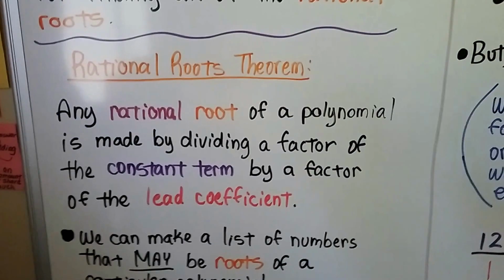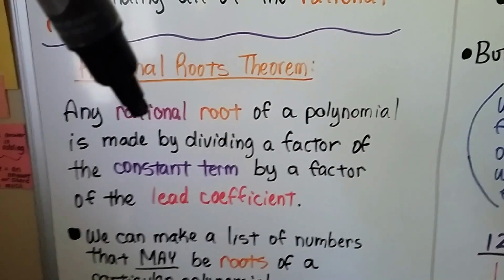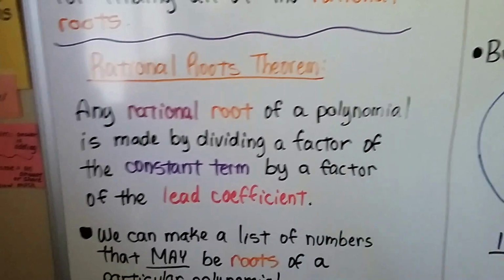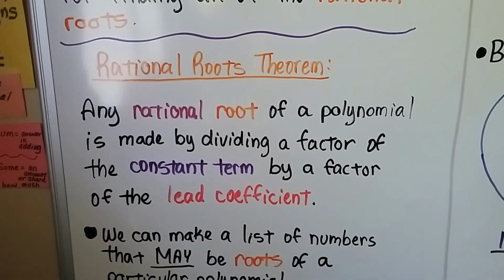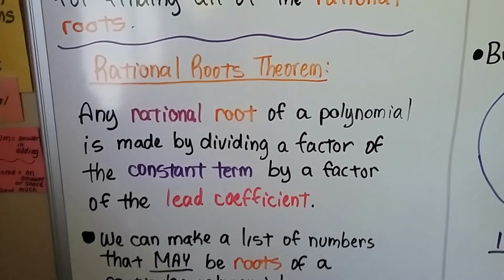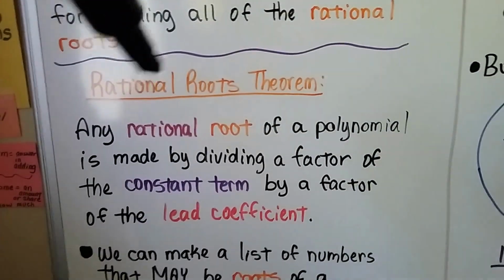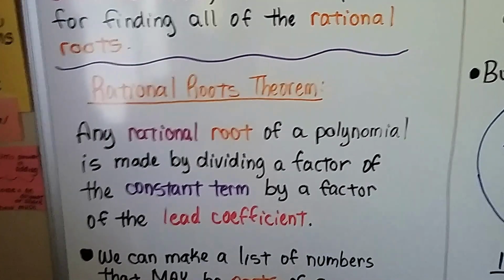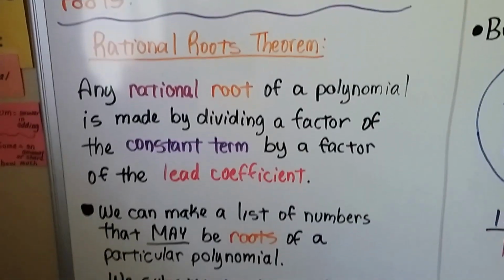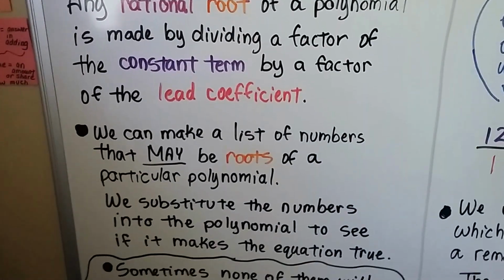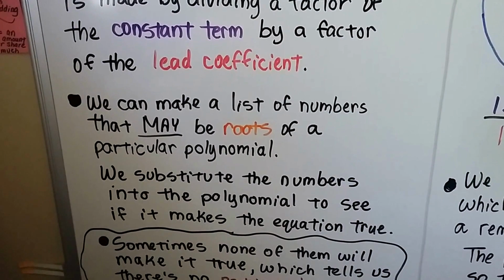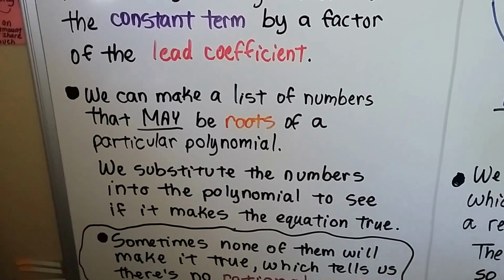Now notice it doesn't say complex or irrational. It says rational root. So that doesn't count for square roots and irrational numbers, unless it's a perfect square. But this is for rational roots. We can just divide, and we can make a list of numbers that may be roots of a particular polynomial. We make a list of those factors.